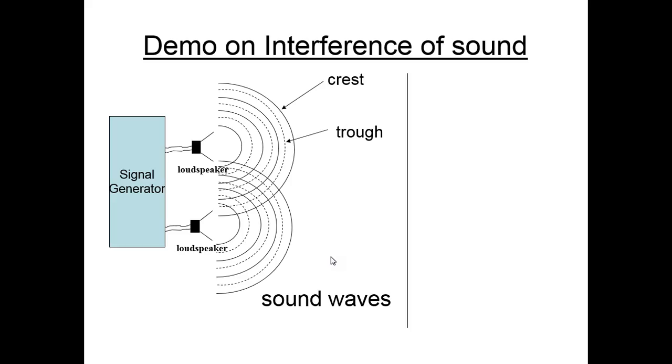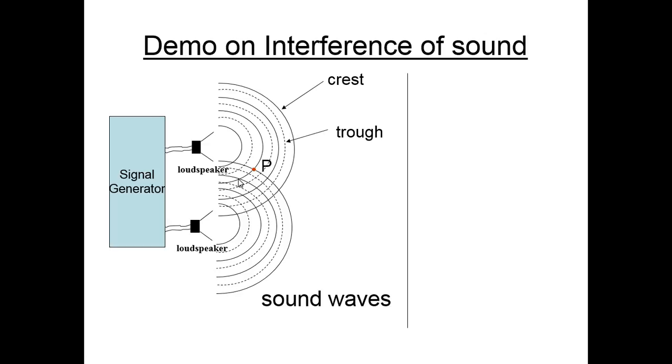The third demo that I actually performed in the lecture was on sound waves, but the explanation is similar to light waves. So I will need two sources here. I use a signal generator from my laptop, connected to the loudspeaker. Imagine if you have two loudspeakers, each of them will have their own diffraction pattern, and when they interfere, I will have regions of constructive and destructive interference.